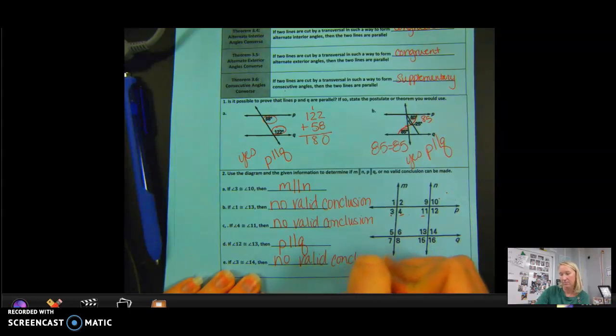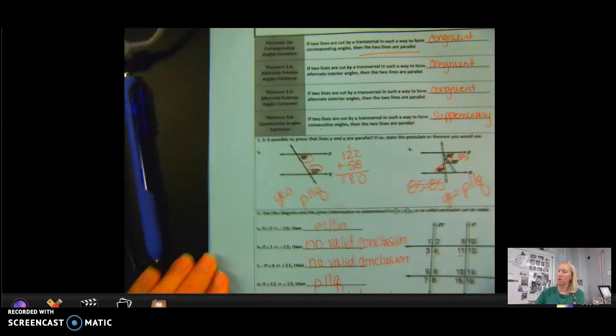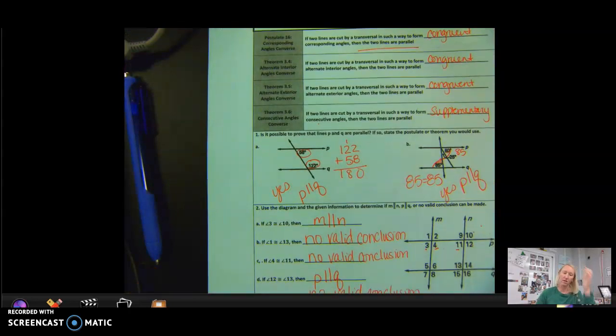Okay, that is all for 3.3 notes. So what I want for you to do is work on 3.3 homework, then work on your project, and work on the supplemental sheets if you have time.